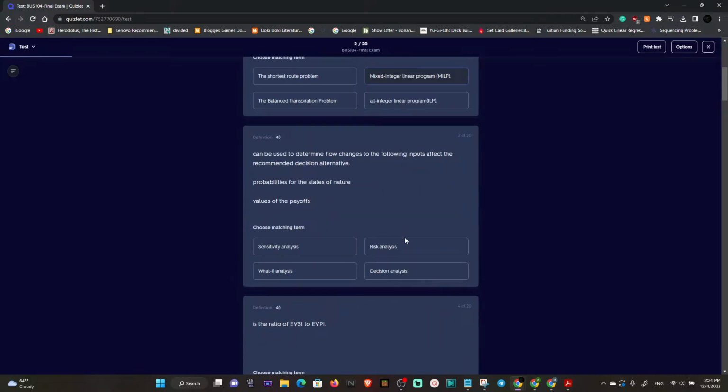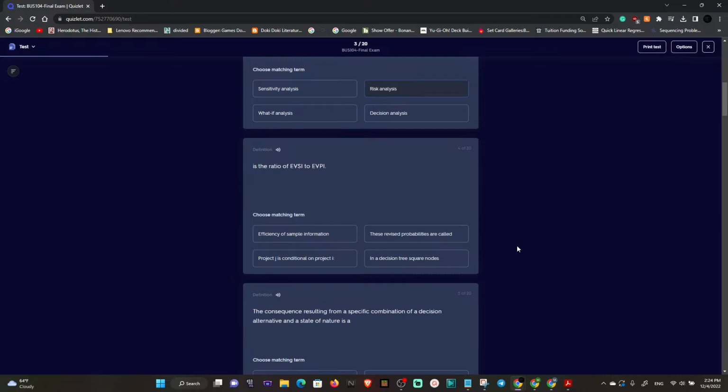Can be used to determine how changes to the following inputs affect the recommended decision alternative: probabilities for the state of nature, values of the payoffs. Yeah, we went over this one. I think it's risk analysis.